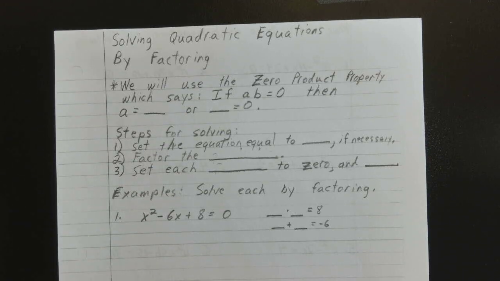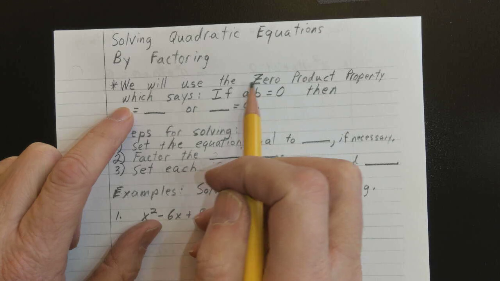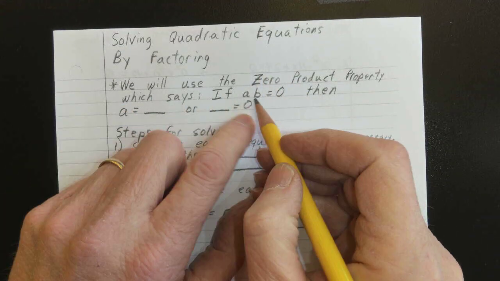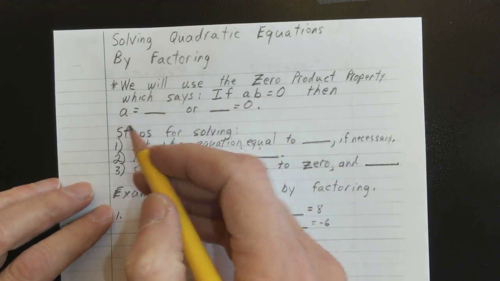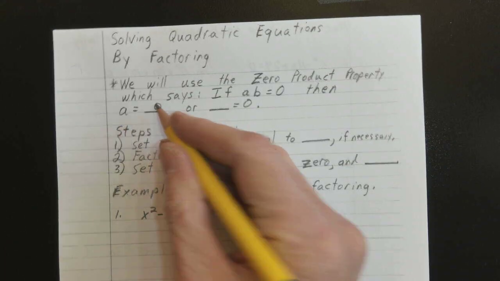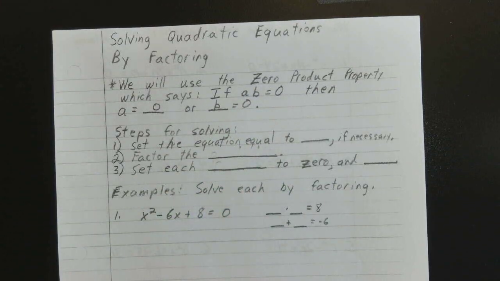All right. So we're solving quadratic equations by factoring. We're going to use the zero product property, which says if A times B, so two numbers, I'm using A and B. If A times B equals 0, then A equals 0 or B equals 0. Okay.